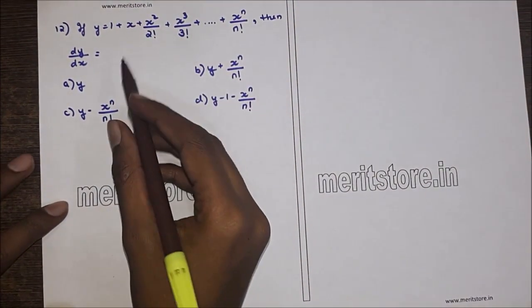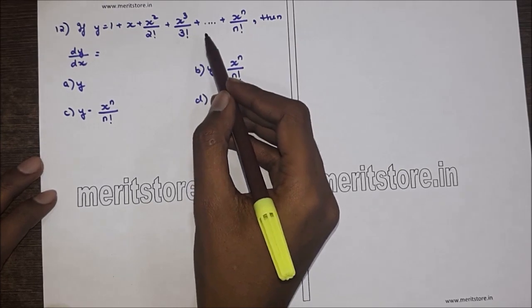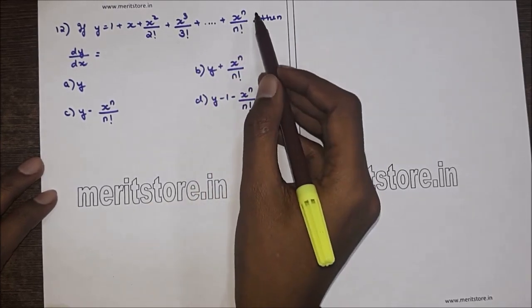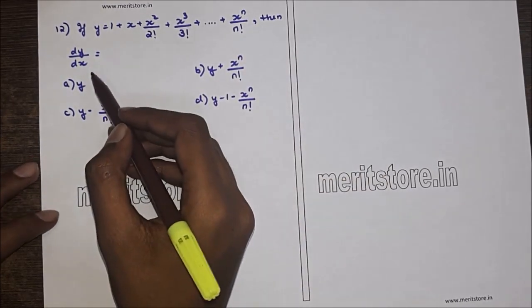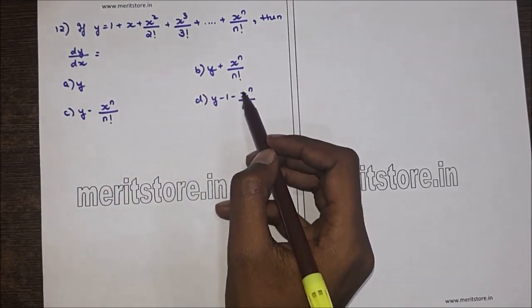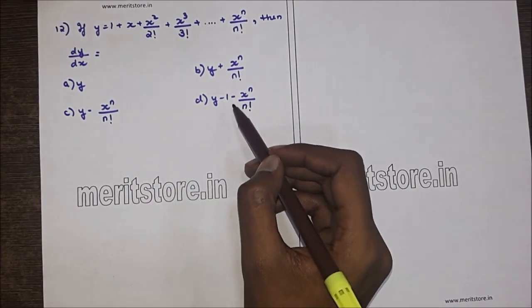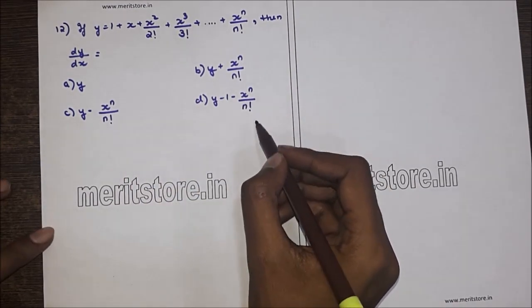If y is equal to 1 plus x square by 2 factorial plus x cube by 3 factorial, and so on and so forth till x raised to n by n factorial, then dy by dx is, the options are y plus x raised to n by n factorial, y minus x raised to n by n factorial, y minus 1, minus x raised to n factorial.